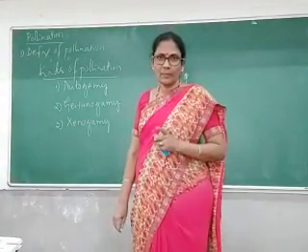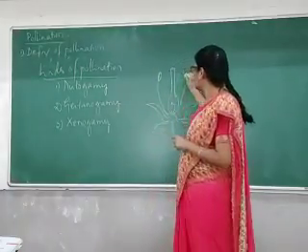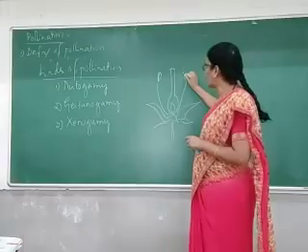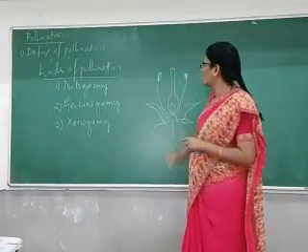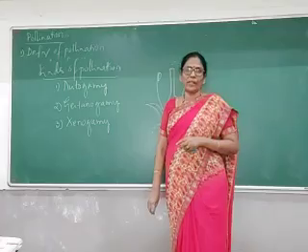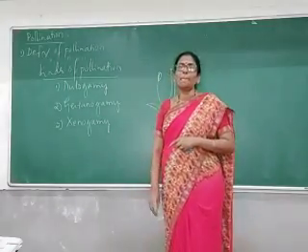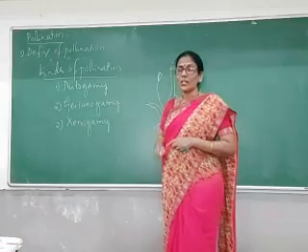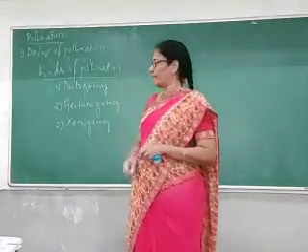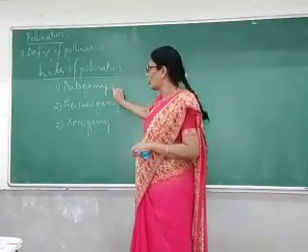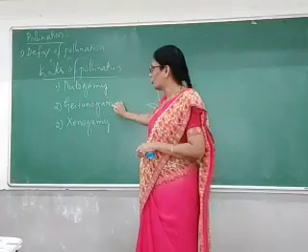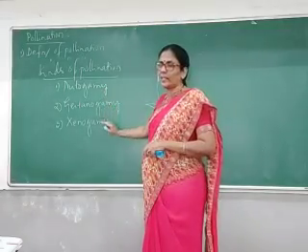Is it clear? The anther releases the pollen grains, and when these released pollen grains fall on the stigmatic surface of the gynoecium or pistil, that process is called pollination. In pollination there are three types. One is autogamy, another one is geitonogamy, and the next one is xenogamy.